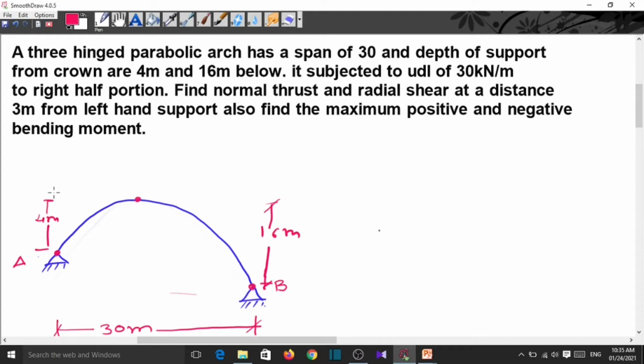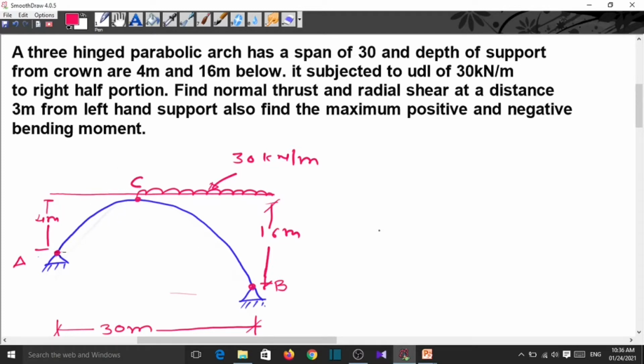So here draw a horizontal line and apply the load on the right half portion, that is 30 kN per meter. Now this is the total span, but this is one parabolic arch from A to C, and C to B is another parabolic arch having a different span.